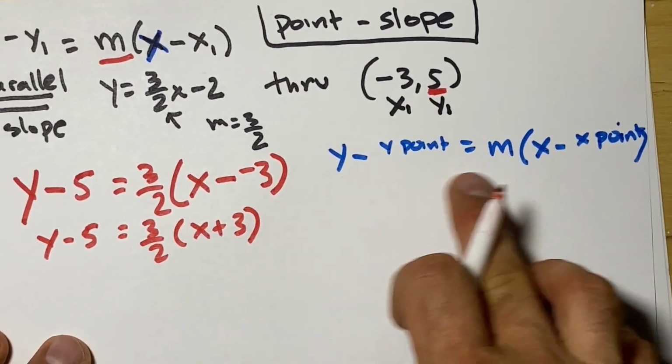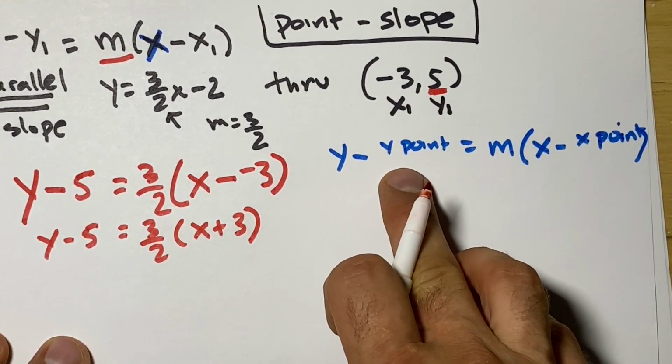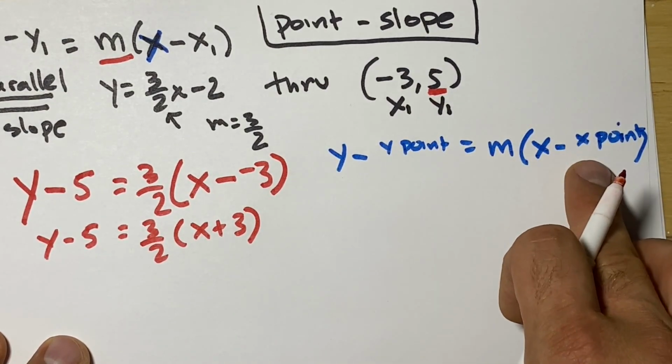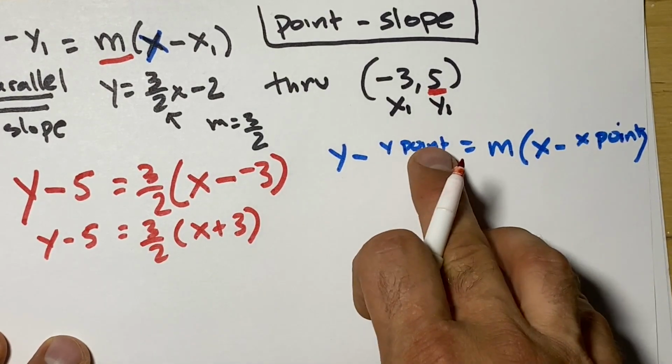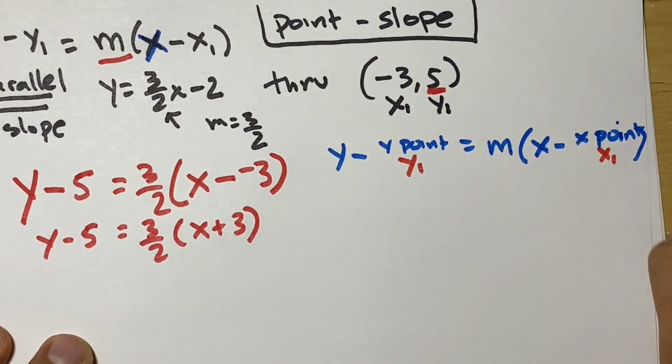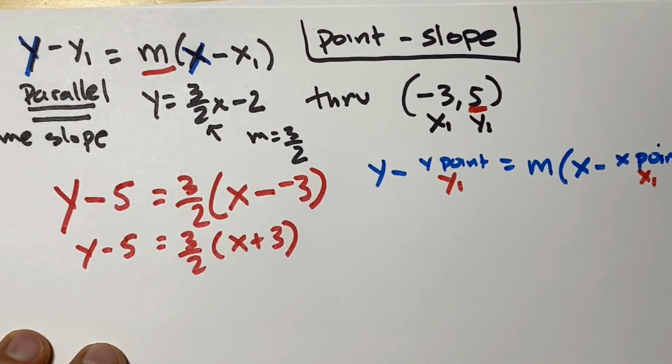Again, you might have had this cut off. Y minus the y point is equal to the slope times x minus the x point. And the x and y point, we call it y1 and x1. So let's try another one.